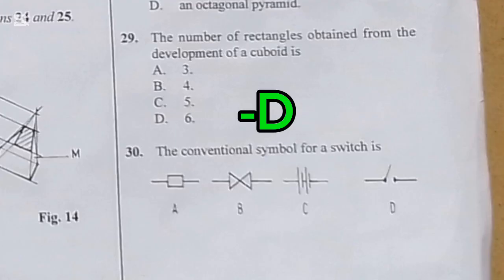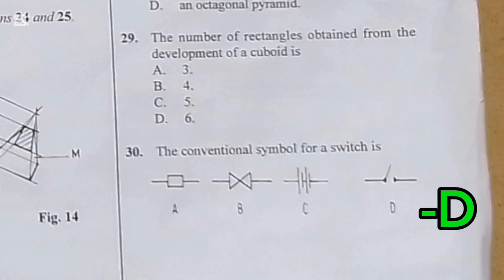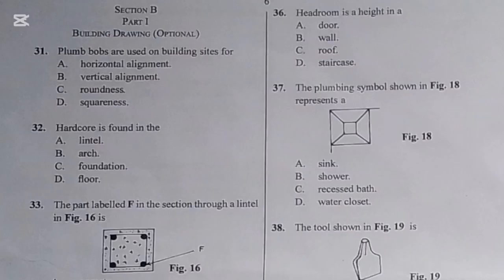Now question 30, which completes this compulsory general question, okay, the conventional symbol for a switch is D. The correct answer there is D. So we have come to the end of the compulsory general question, section A. Look at question 31 under the building drawing option.